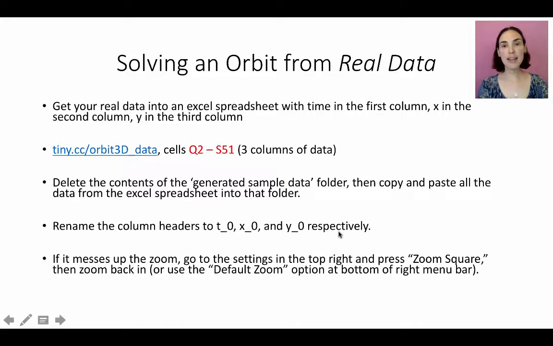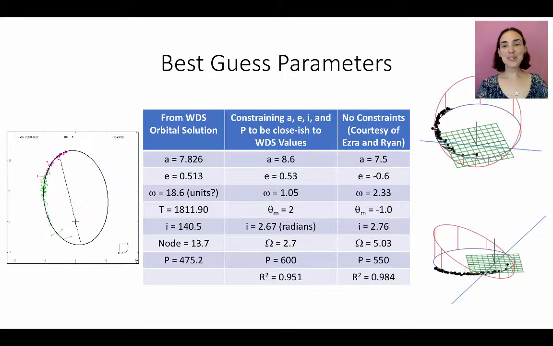time, x, and y. And you can see this real data plotted along with residuals and move the sliders to minimize those visually and manually. And you might have to do some tricks with the zoom to make that happen. But I could get to a pretty decent R-squared, 0.951. My sons, Ezra and Ryan, were able to get even better, though they weren't constrained by reality. For example, their eccentricity is negative, which is exciting.